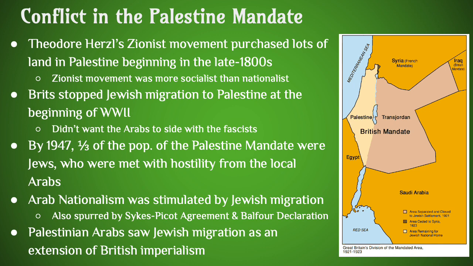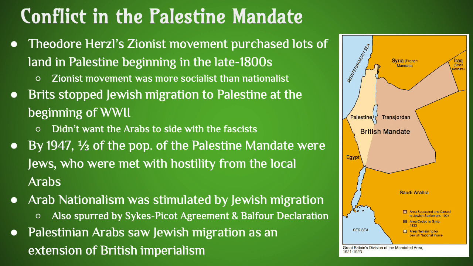The British had given permission for Jews to migrate to Palestine after World War I, but at the beginning of World War II, they stopped allowing that Jewish migration because they didn't want the Arab peoples to side with the fascists. That would disrupt the war effort for Britain, as well as access to important resources like oil. By 1947, about a third of the population of the Palestinian Mandate were Jews. And they were met with hostility by the local Arabs who saw them as coming in and trying to take their land away from them, even though it was purchased legally over many, many decades.